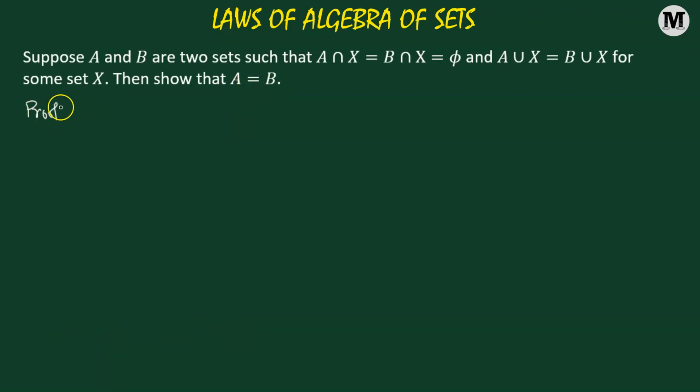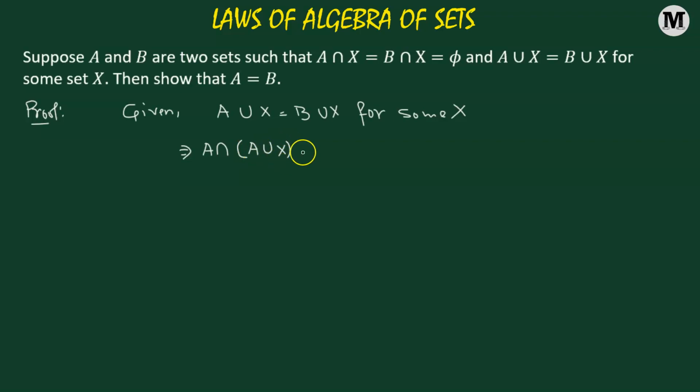Let us begin. So here we will start with the given condition that A union X equals B union X for some set X. Now what we'll do, we're going to take the intersection of each of the two sets with A. So that means we have A intersection with A union X equals A intersection with B union X. Now whenever we have a set A intersection with A union X, this is simply going to be the set A itself. That's by definition. So let's write it out. Since A intersection with A union X is simply going to give us the set A itself.